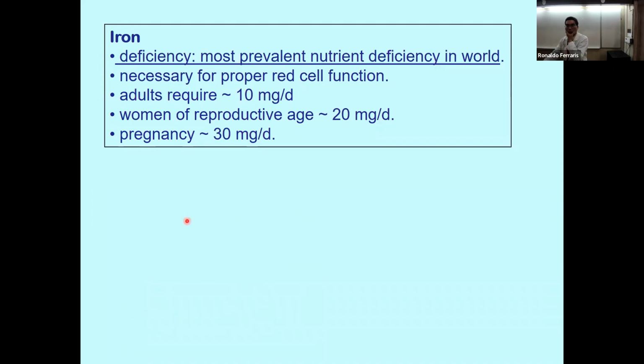What about iron? We need iron for proper red cell function, and most adults require a small amount, 10 milligrams per day. Double that for women of reproductive age, which includes half of you here. For pregnant women, it even triples the normal requirement. So how do we absorb iron? Iron absorption is actually complicated.